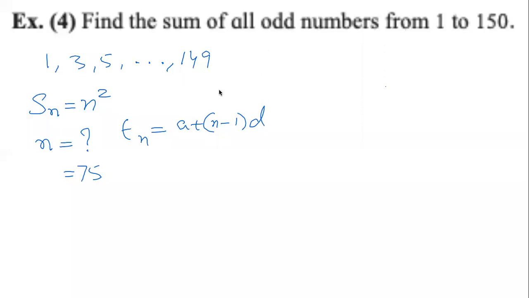A much faster way of finding the value of n equals 75 is, instead of using the nth term formula, see what this AP is similar to. This AP is similar to another AP, 2, 4, 6, up to 150. The number of terms, very good, Karthik. The number of terms in this AP, that is the AP of the odd numbers, is equal to the number of terms in the other AP, the AP of even numbers.